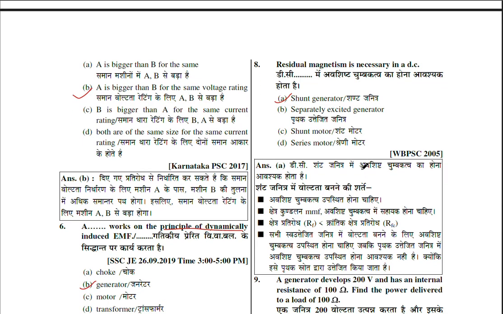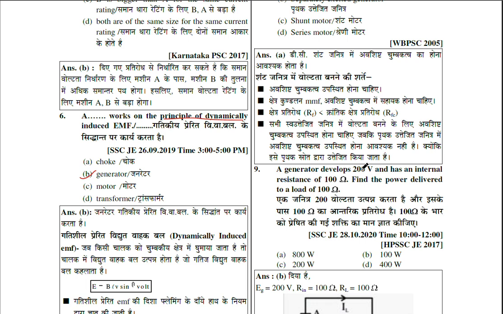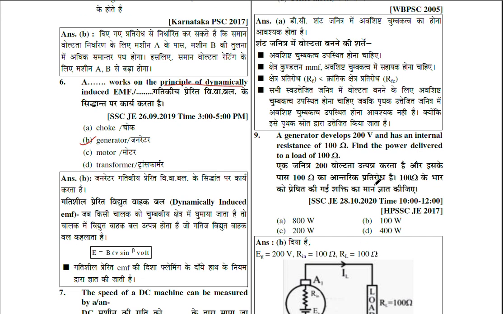Here, in a motor, you have no need of the residual magnetism. Coming to question number 9: a generator develops 200 volts and has an internal resistance of 100 ohms. Find the power delivered to the load of 100 ohms.